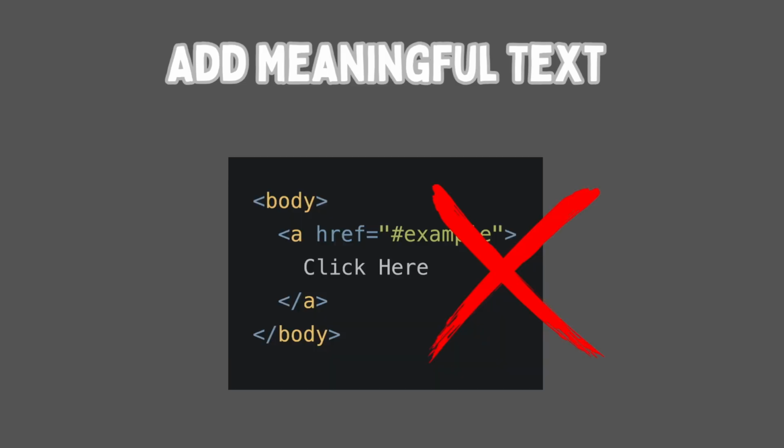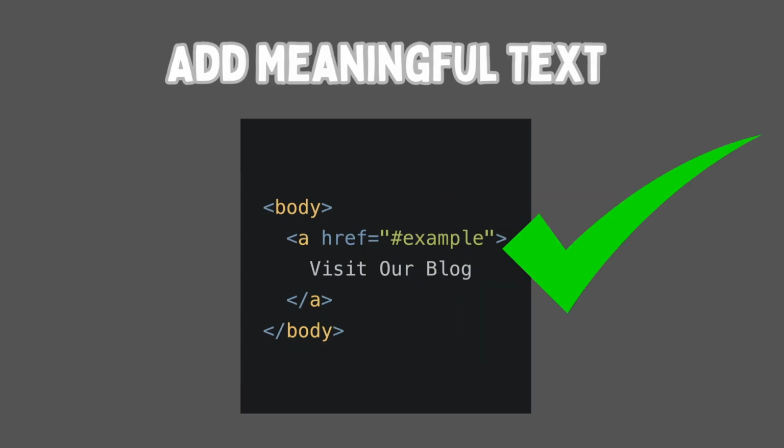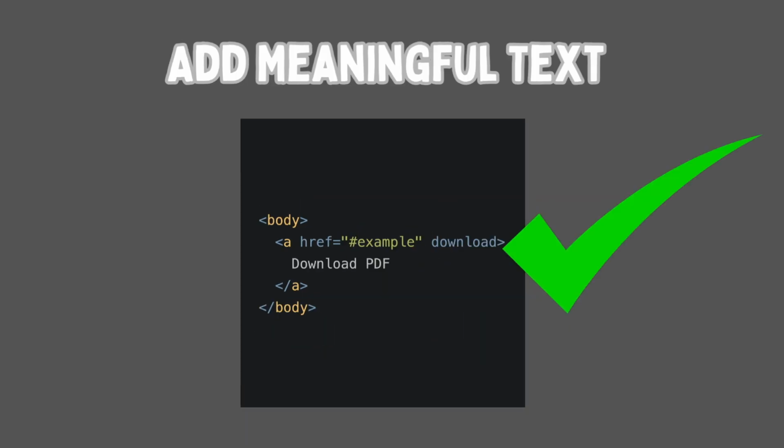It's important to make links clear and descriptive. Instead of saying "click here," use specific link text like "visit our blog" or "download PDF." This makes your page more accessible and helps with search engine optimization.